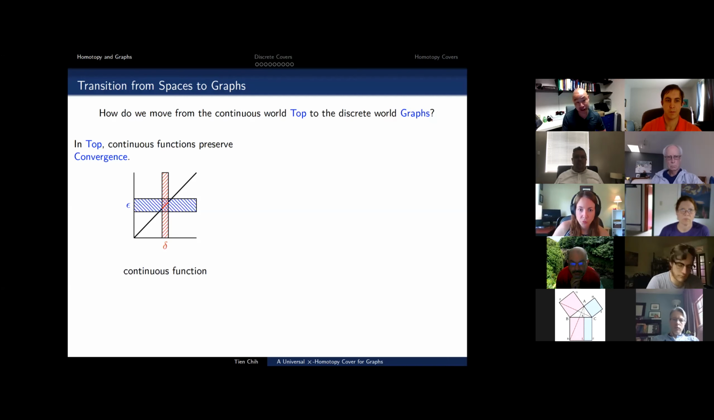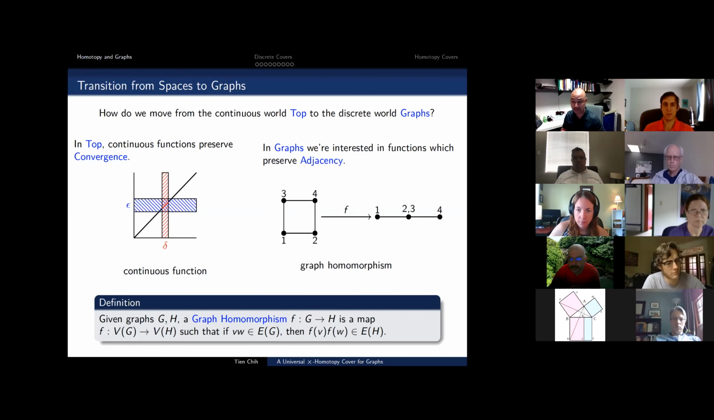And so in topology, just very roughly speaking, the morphisms are continuous functions which preserve convergence. And so the structure that graphs have instead of being convergence, there's no increasing closeness to each other, it's fundamentally discrete. So what graphs have are adjacency. You have two things and they're either connected or they're not. And so that is the morphism in the world of graphs.